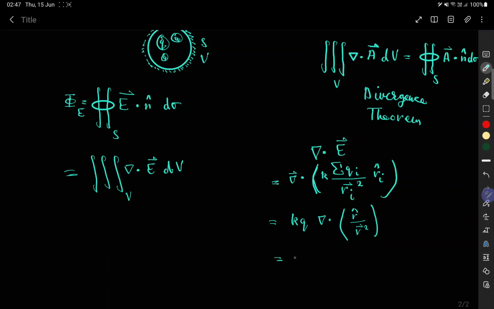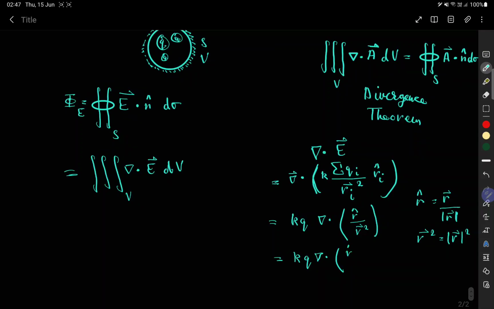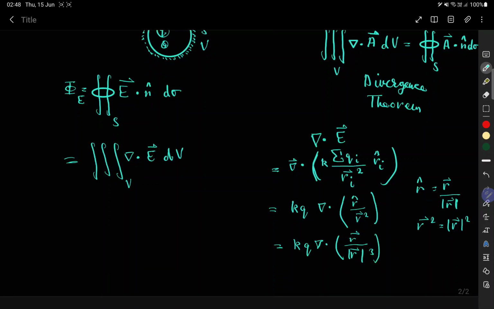Now I'm going to further exploit this a bit and say that r hat is basically just equal to the r vector divided by its magnitude, correct? And the r vector squared should be the square of its magnitude. So we just get the divergence of the r vector divided by the magnitude of the r vector cubed.